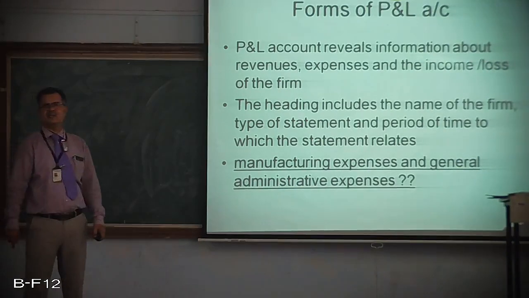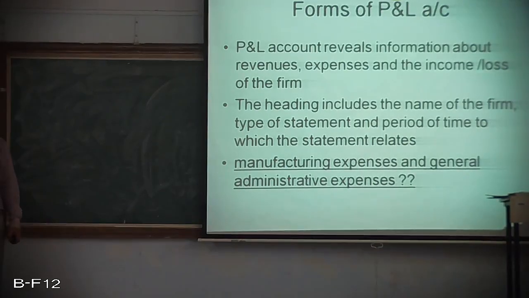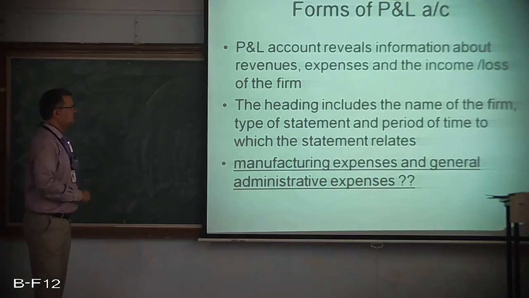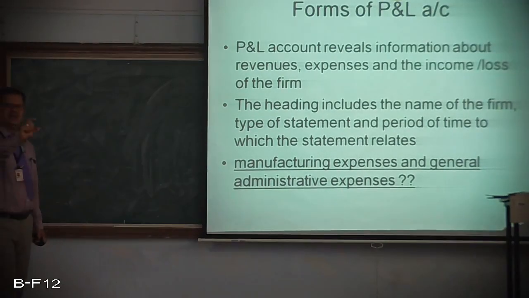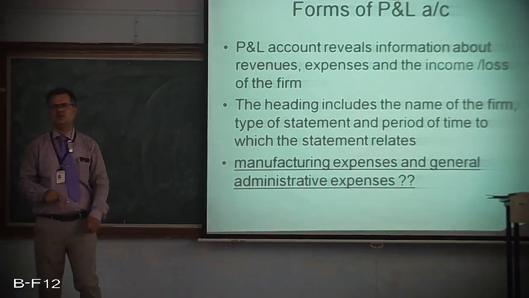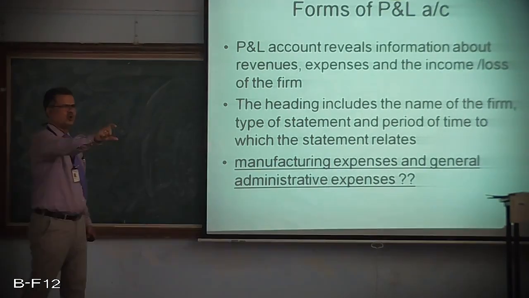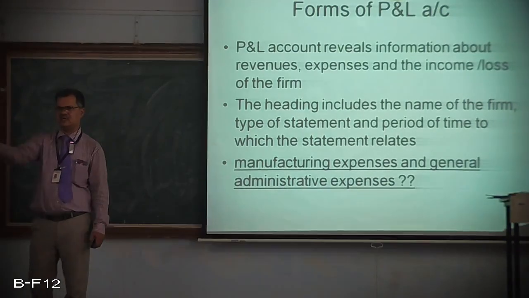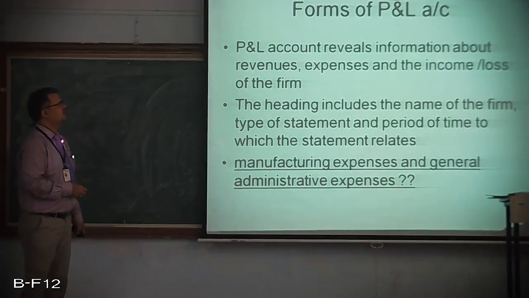The heading includes, normally when we prepare a P&L account, we provide a heading, for example, P&L account for Voltas company or LG company. The heading includes the name of the firm, the type of statement and the period of time to which the statement relates. We write three things here: the name of the firm; the type of statement, whether you are preparing a profit and loss account or a balance sheet, so you write what exactly you are showing; and the period of time to which the statement relates, whether it is for this financial year or a previous year. These things should be shown. They are very essential in the profit and loss account.